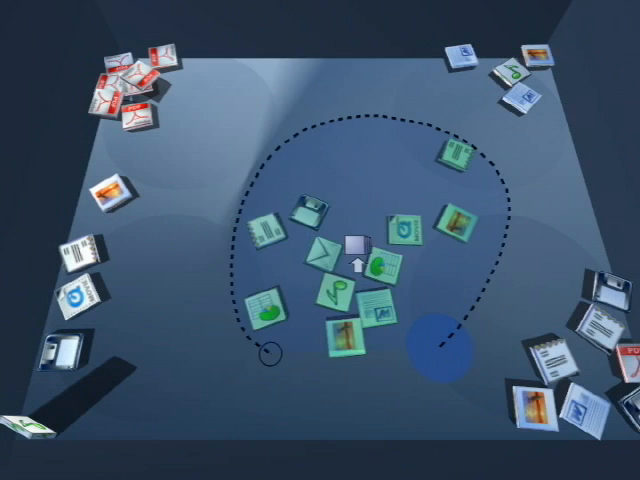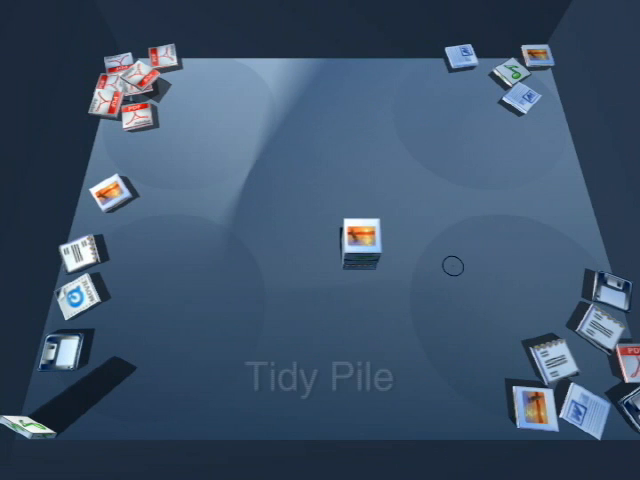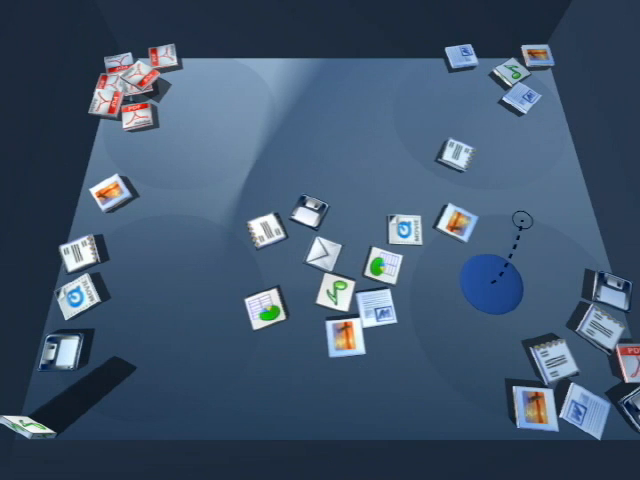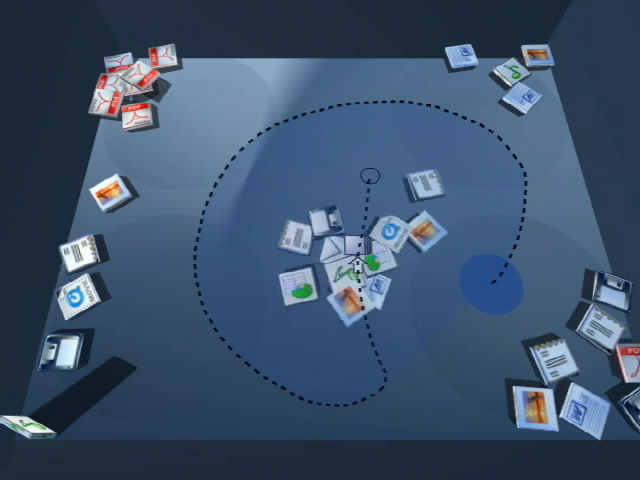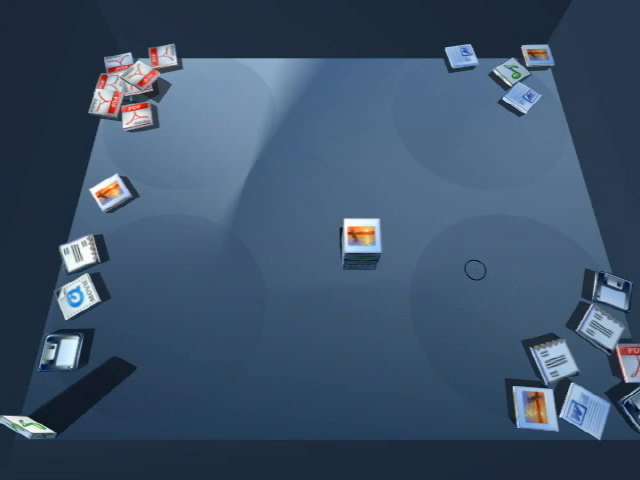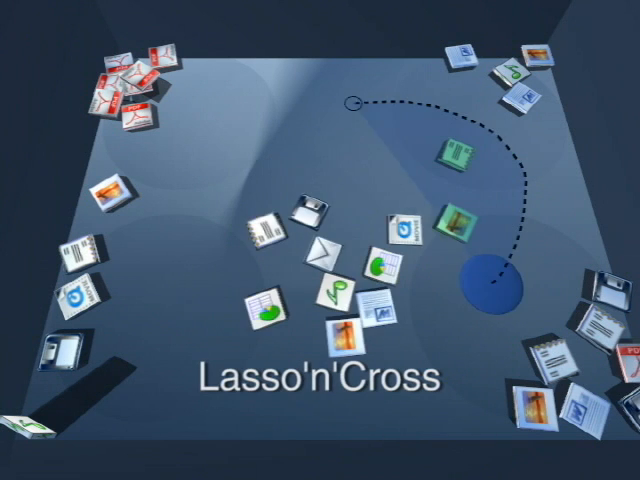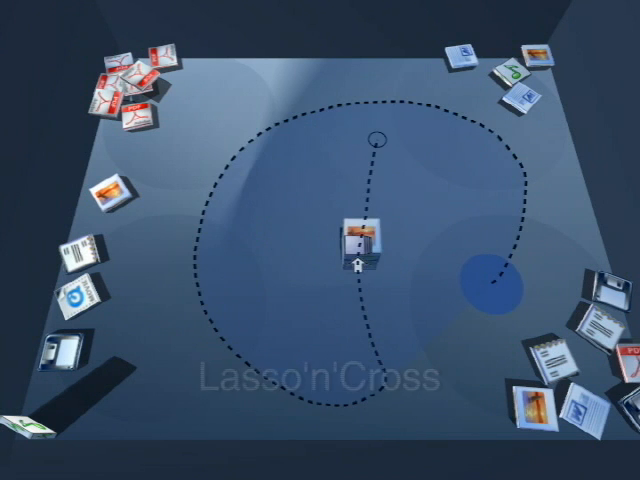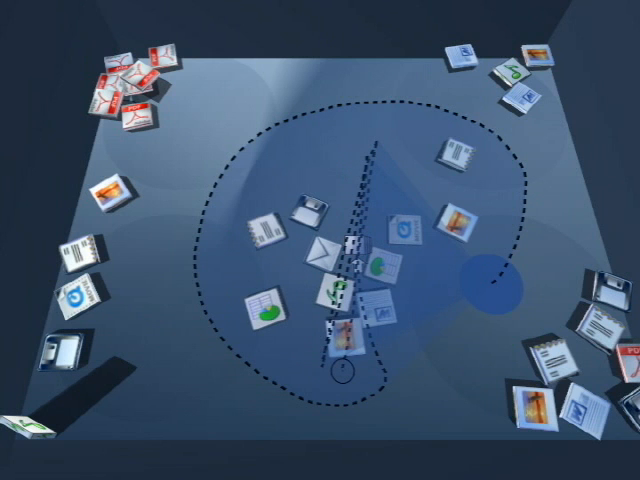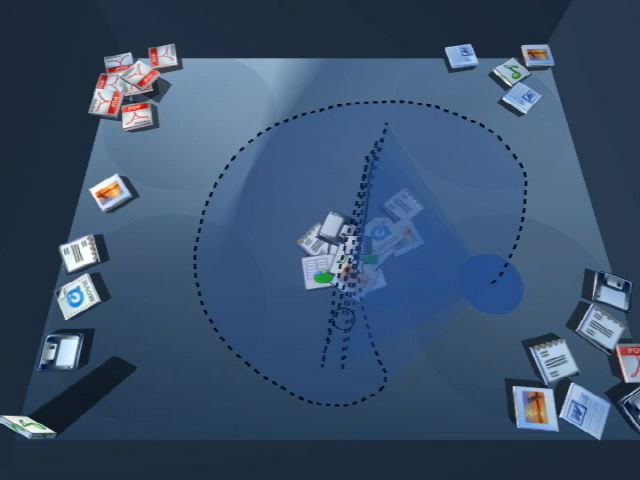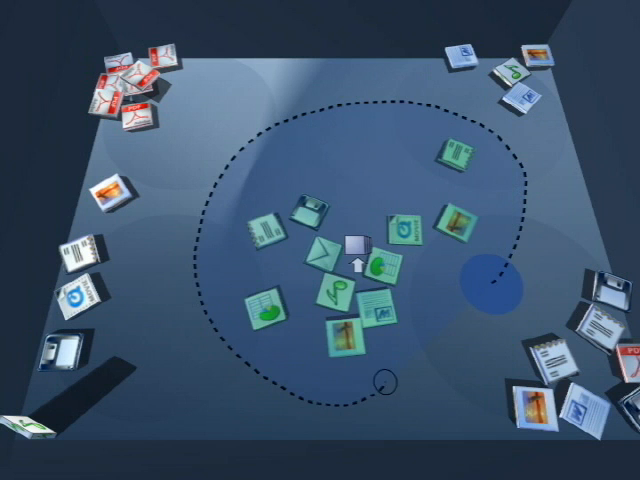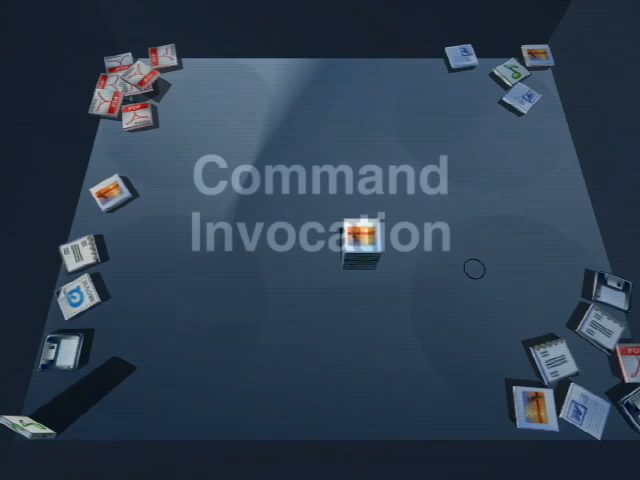To more explicitly organize and group documents, we can create a tidy pile out of them. A tidy pile can be created by lassoing around documents and then crossing the icon that appears at their centroid. We call this novel technique lasso and cross, allowing fluid selection and pile creation in one stroke. Undo and redo is supported by uncrossing and recrossing. The icon facilitates discovery, indicating additional functionality and aids transition from novice to expert.